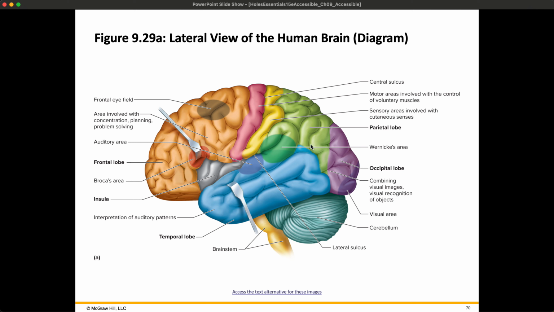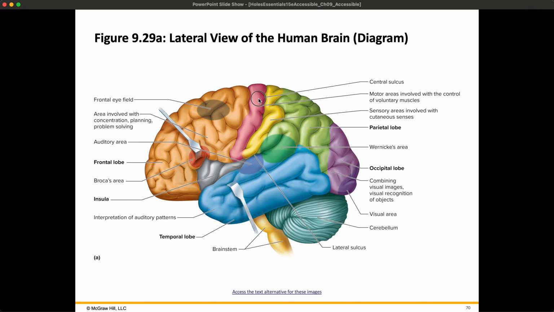So here you can see the different regions, the different lobes highlighted, as well as certain specific areas where things are processed. Wernicke's and Broca's areas are for speech. You have the insula, a lot of times for taste. Frontal lobe is things like higher order thinking, decision making.